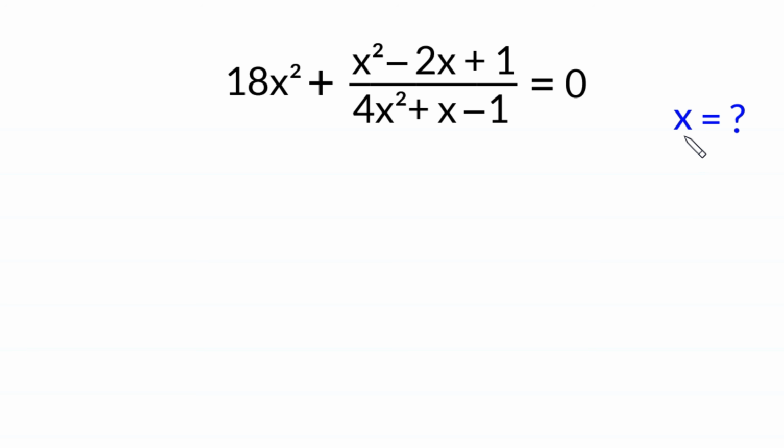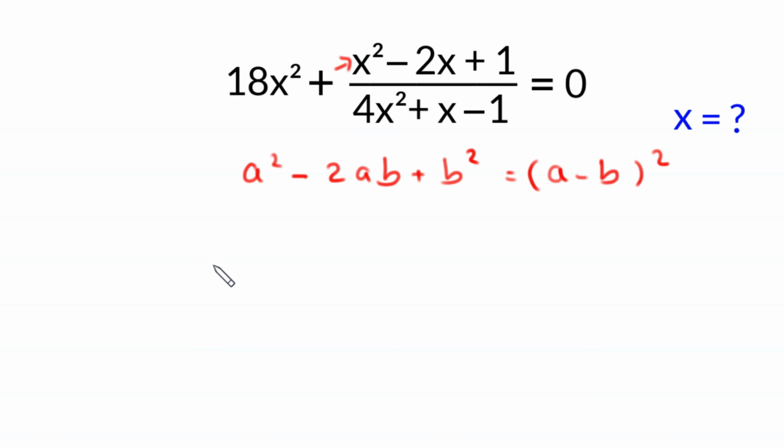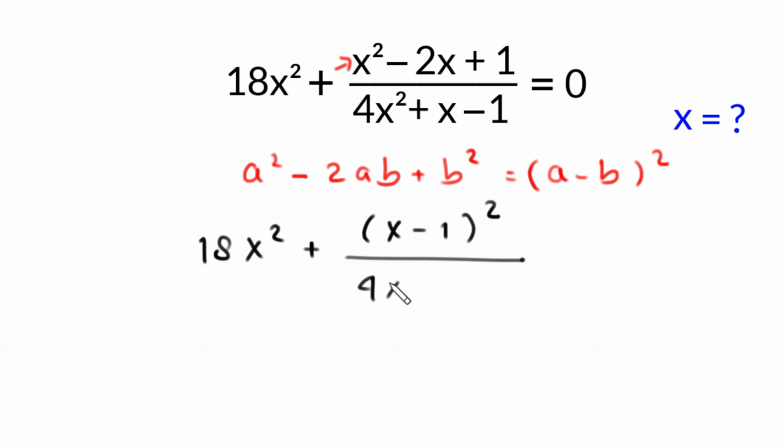So let's start. By using this algebraic identity, a squared minus 2ab plus b squared equal to a minus b whole squared, this numerator will become 18x squared plus x minus 1 whole squared, divided by 4x squared plus x minus 1, equal to 0.